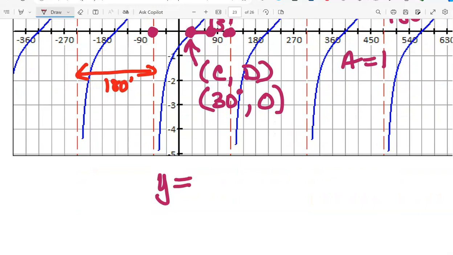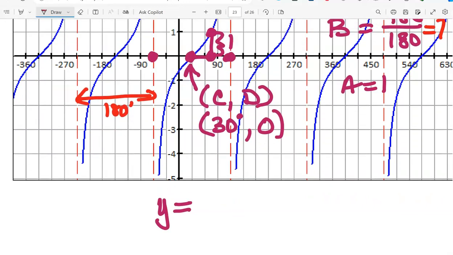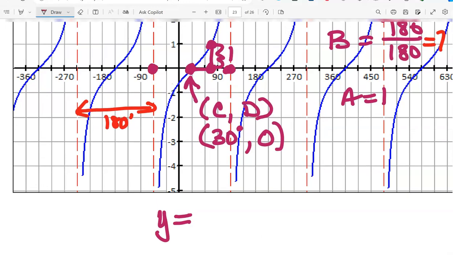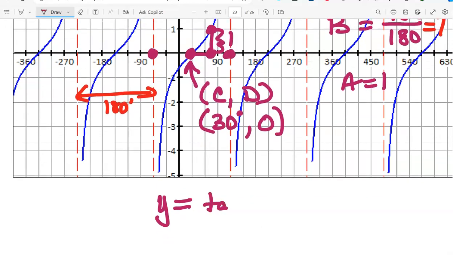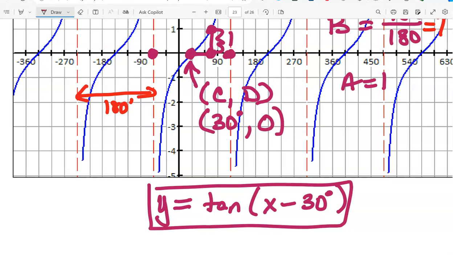This graph can be written as y is equal to 1 times the tangent of x minus 30 degrees, and plus 0, I guess, right? So no, we don't have to add anything to that.